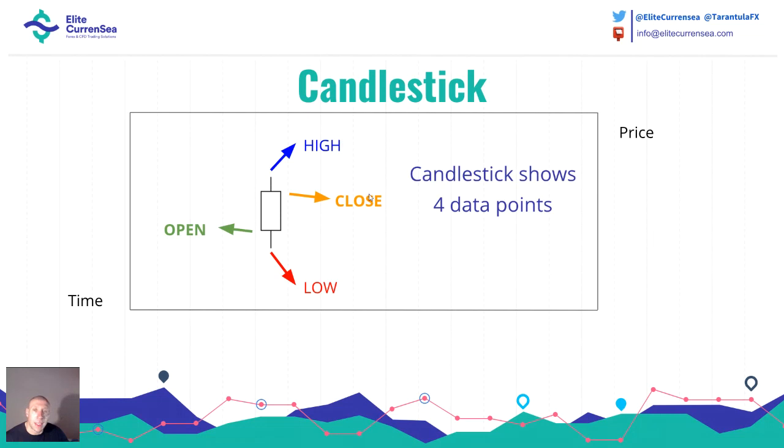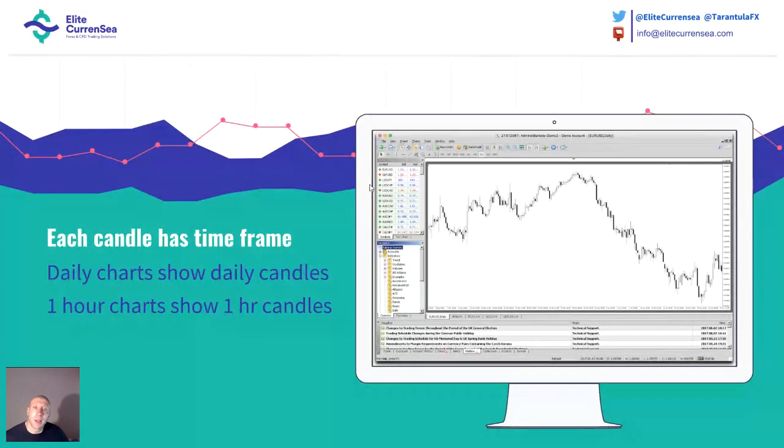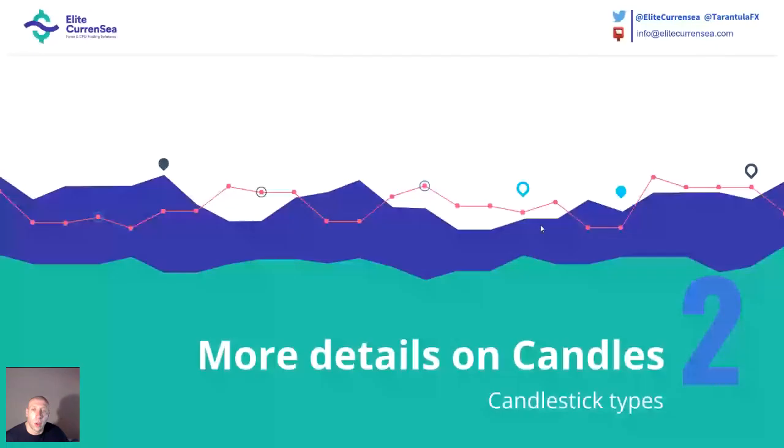We use these calculations. Each candle has a time frame. A daily chart shows daily candles, a 1 hour chart shows 1 hour candles. So we all know that, right?